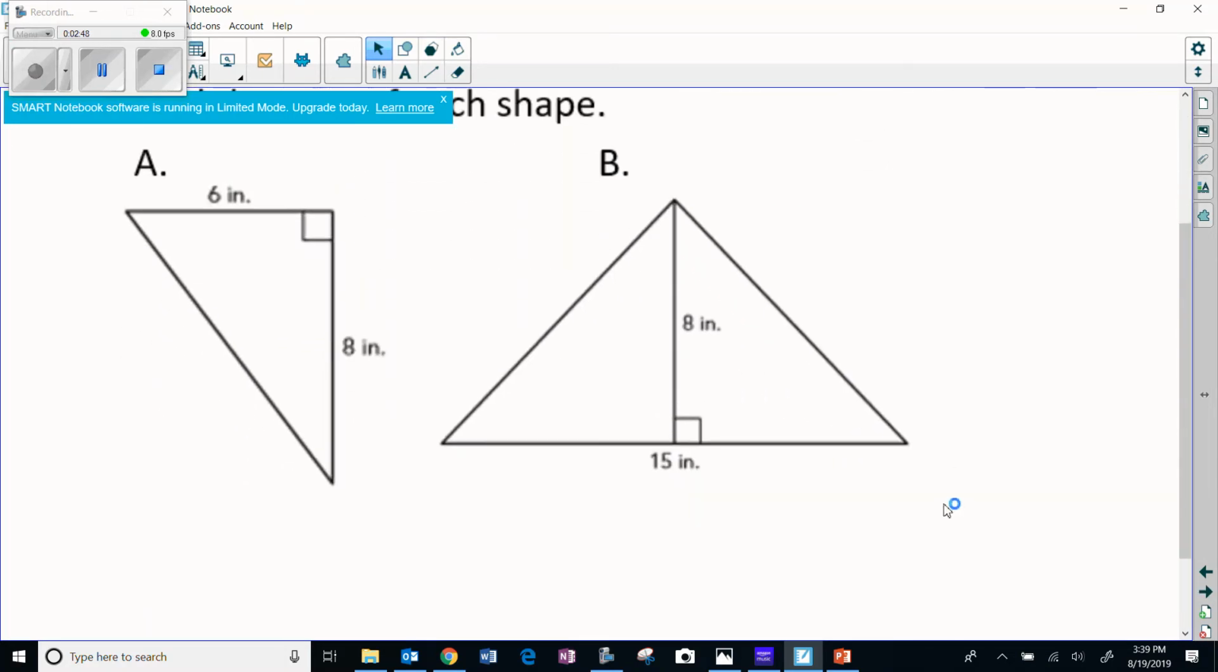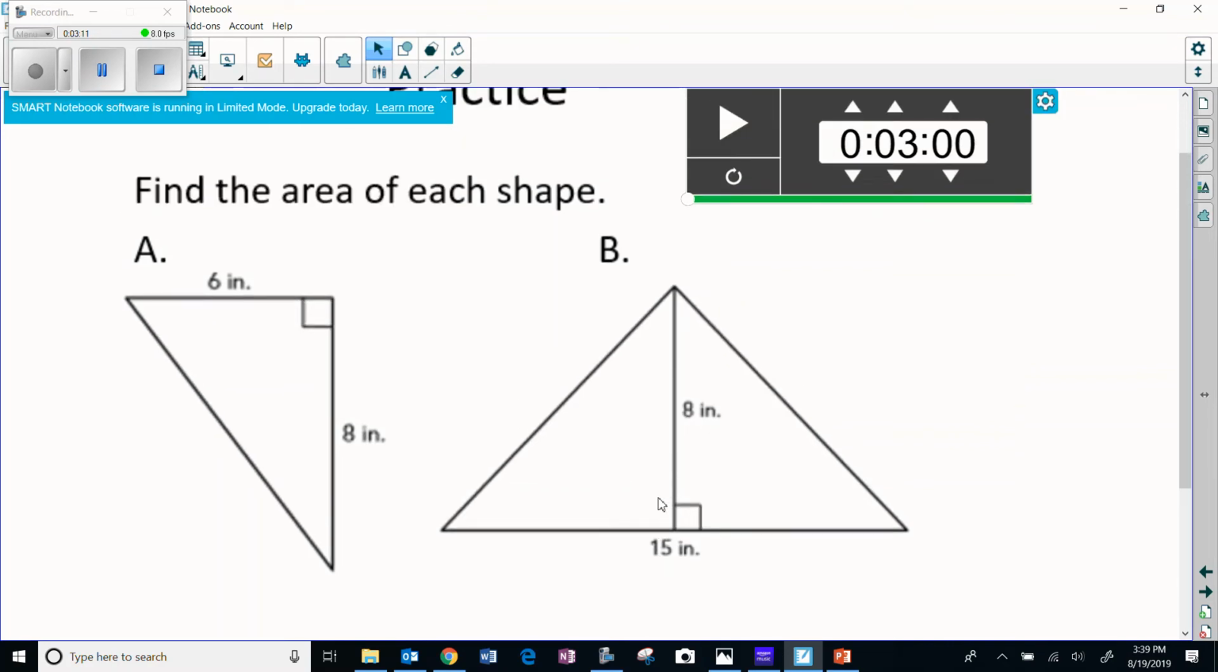Over here we kind of ran out of time. But if this is my base, okay, again, base does not always mean it's going to be on the bottom. Okay, this is one side, and this is the height. Now, technically, this could be my base, and this could be my height. Either way, we're going to multiply 6 times 8, and then divide it by 2. And here, we multiply 15 times 8, divided by 2, and we'd have the area of our triangles.